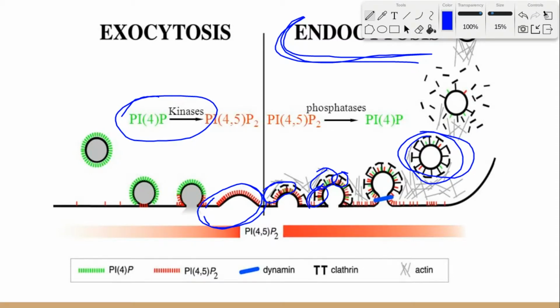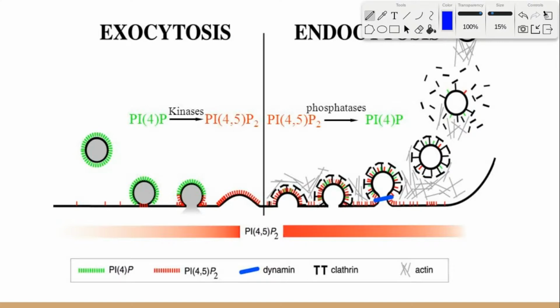So again, the order of events is a PI5K phosphorylates and creates PIP2 during membrane fusion, and this PIP2 recruits AP2, and AP2 recruits this clathrin coat to initiate endocytosis.